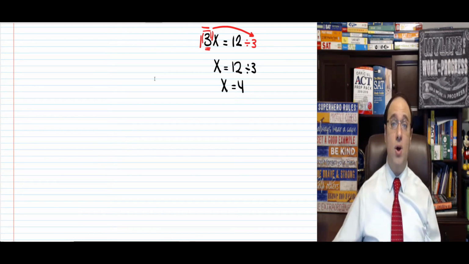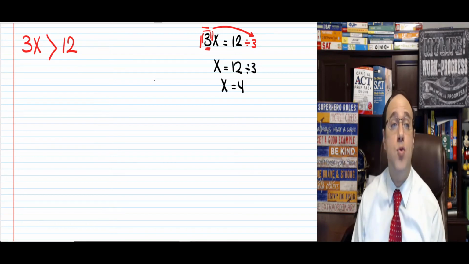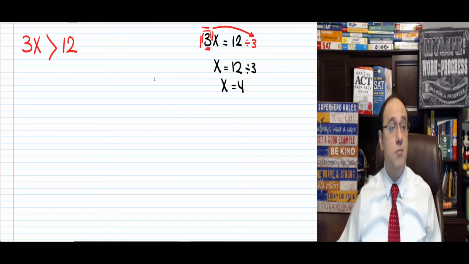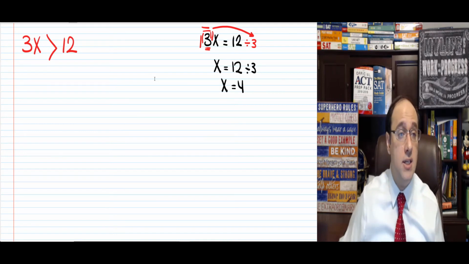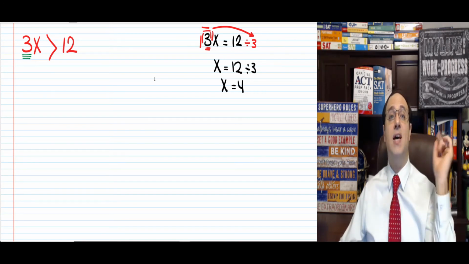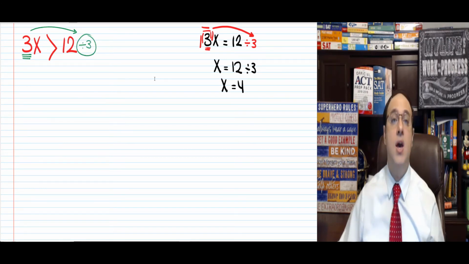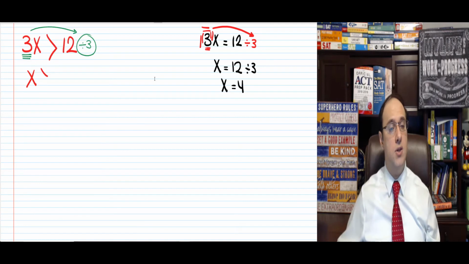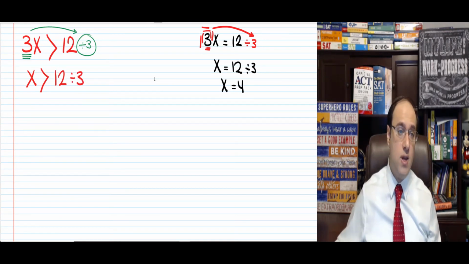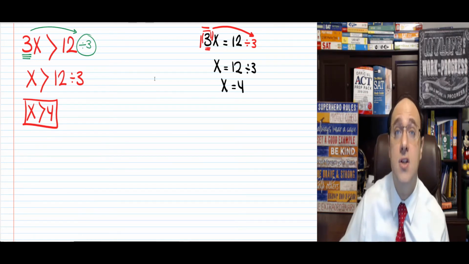Good. Now, let's take the same numbers that we have here, but this time, let's make it into an inequality. What if I have 3x is greater than 12? I do the same thing. I just want x on the left, so I need to get rid of the 3. Okay, 3x means 3 times x means x times 3, so it moves to the other side as divided by 3. Okay, this gives us x is greater than 12 divided by 3. X is greater than 4. Easy. Let's do one more now involving division.